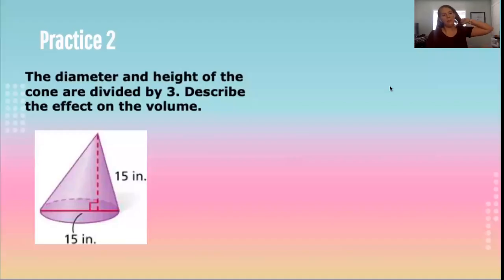Okay, this problem says the diameter and the height of the cone are divided by 3. Describe the effects on the volume. If you remember what we did yesterday, we found that whatever happens to the different components of finding the volume, the same thing will happen to the volume. So we'll divide by 3, but cubed, which is the same as dividing by 9. Let's test this out and see if it works.